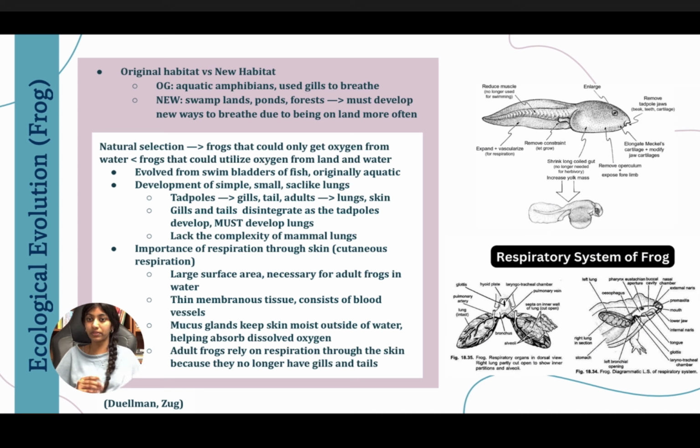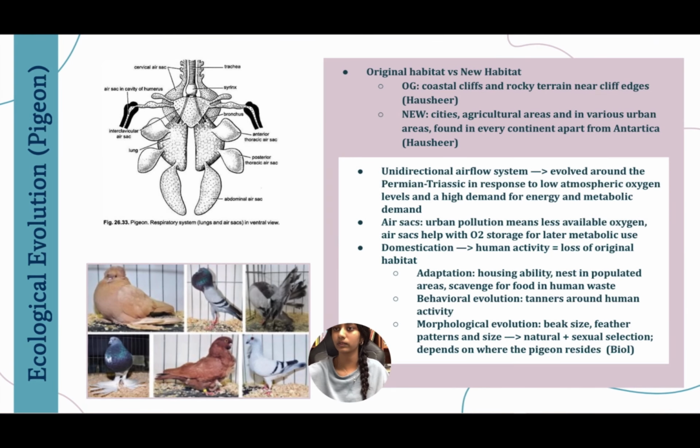the skin is also a thin membranous tissue that has a lot of blood vessels in it that helps with blood flow. The skin also has mucus glands that can help the frog maintain its moisture outside of the water and prevent it from drying up, as well as absorbing additional dissolved oxygen.